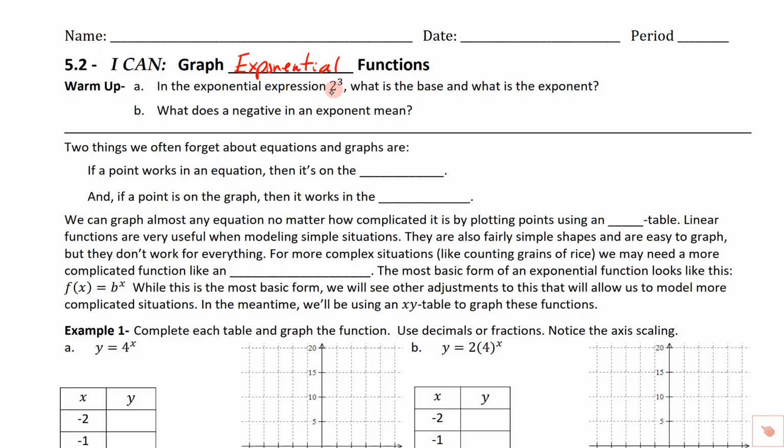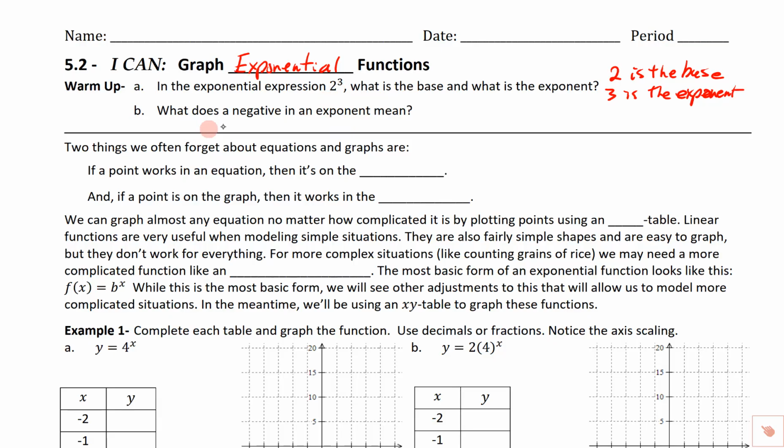So remember, the base is the big number that's sitting right here. So 2 is the base. And that makes this exponent right here, that's going to be 3. 3 is the exponent. And remember, the exponent tells us how many times we use the base as a factor. So some people mistake this and they think that this is 2 times 3. It's not. It's 2 used 3 times in a multiplication problem. So it would be 2 times 2 times 2, which would end up being 8.